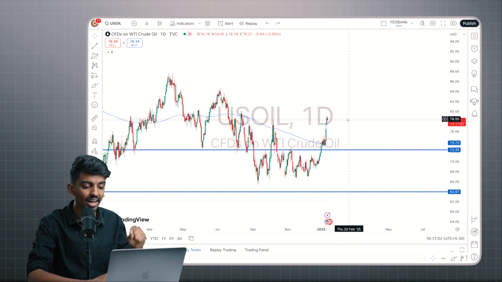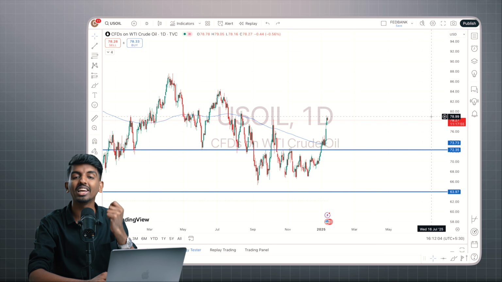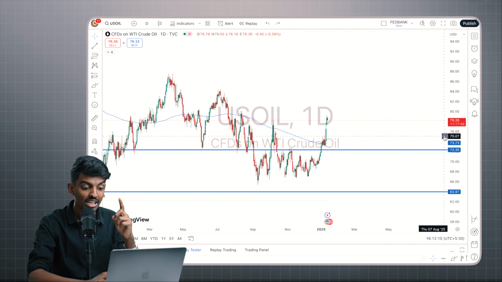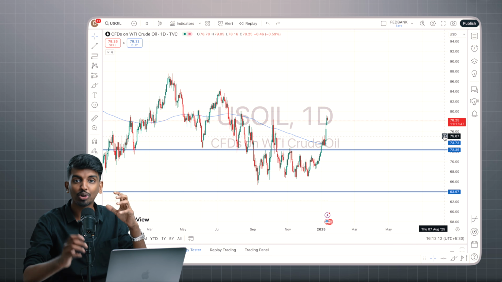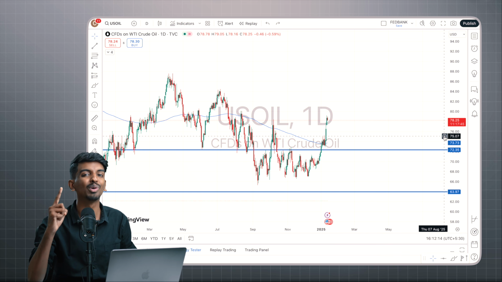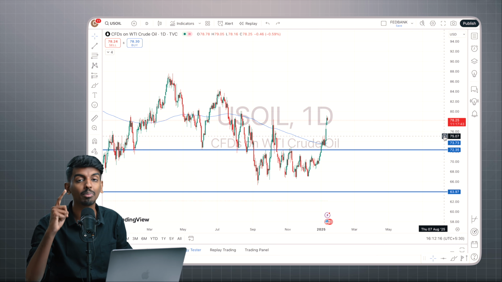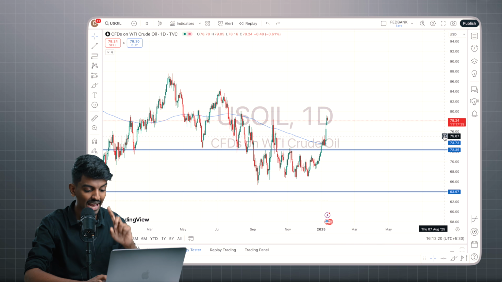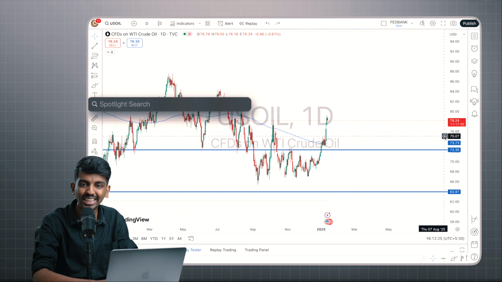So you can see that the last traded price here is 78.27. What does that mean? It is WTI crude, so this value is in dollars. Okay, so the cost of 1 barrel worth of crude oil in the international market today is $78.25. And with today's rupee value, which is somewhere close to 86.6, let's do a quick calculation.